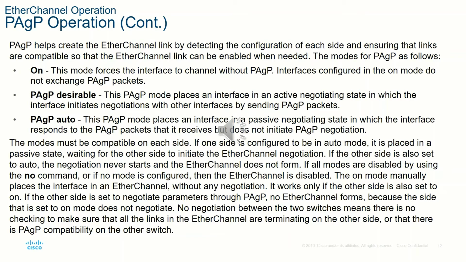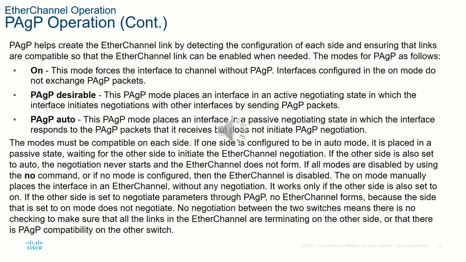We go to the third mode, PAgP auto mode. For example, we are configuring the PAgP auto mode on both ends of the switch. In switch A and switch B we are configuring PAgP auto mode. The question is whether the EtherChannel will be created or not.